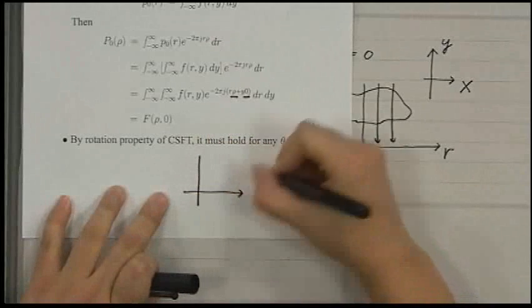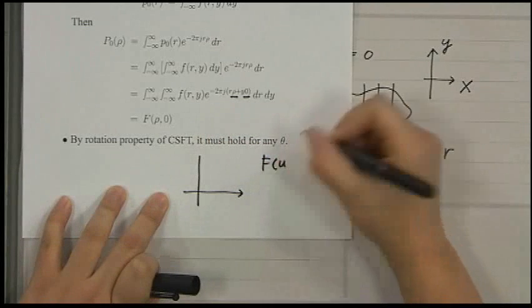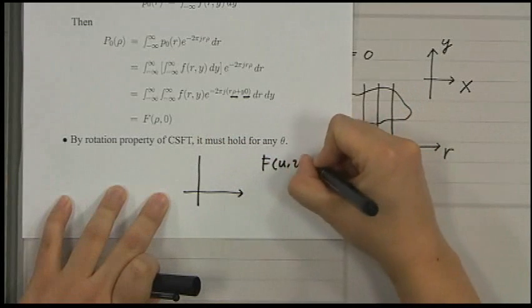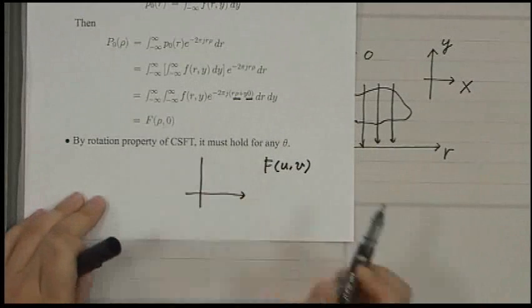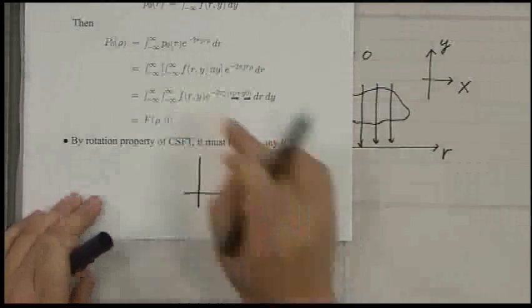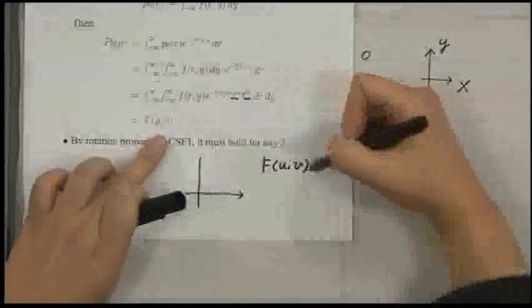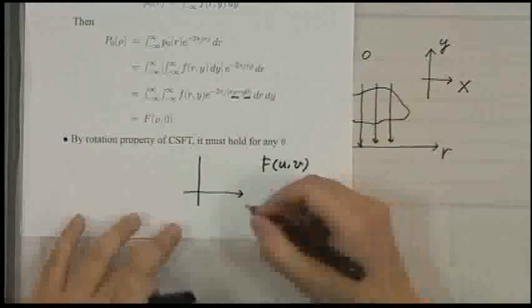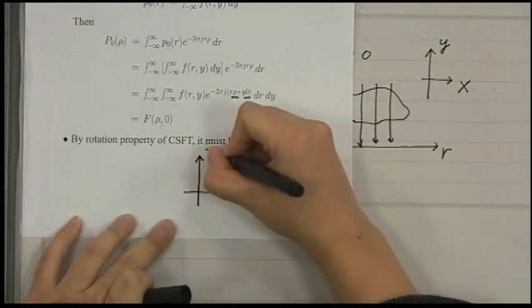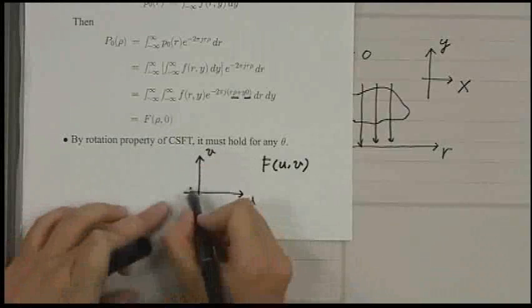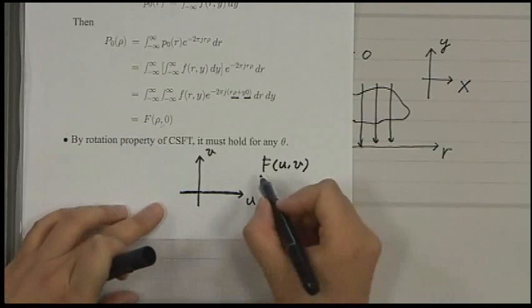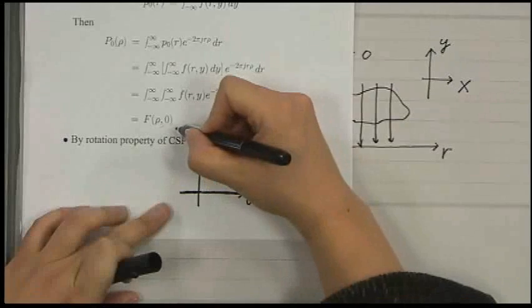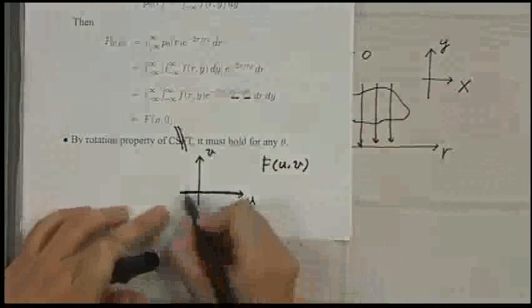Let's say we have F(u,v). Then what does this mean? This means that v always equals 0. So actually this is this line on F(u,v). This line.